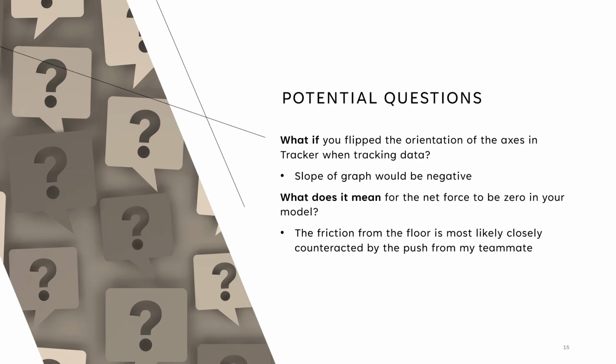And the other question: what does it mean for the net force to be 0 in your model? Considering other forces, like earlier we said that there are external forces like friction and air resistance, the push from my teammate would probably counteract that pretty well, and that's what kept our model so consistent with the theoretical.